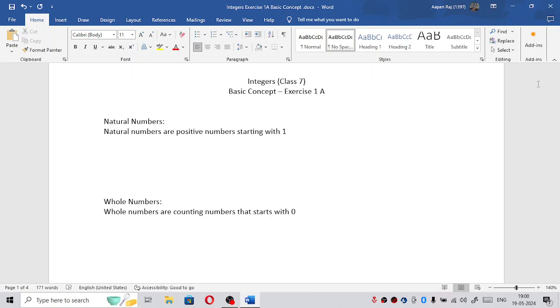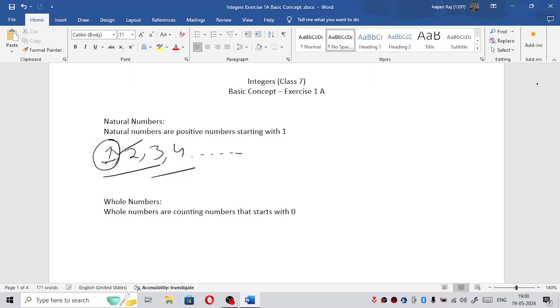So today we will study the basic concept of integers for class 7, exercise 1A. So let's start with natural numbers. You must have studied that natural numbers are nothing but counting numbers which start from 1, 2, 3, 4 and go to infinity, right? So natural numbers are the positive numbers starting from 1.